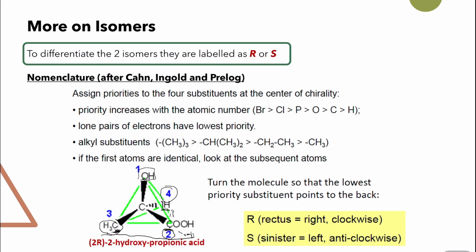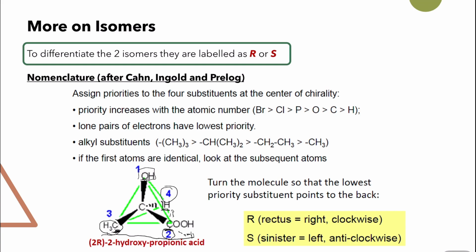You cannot have all 4 groups in the same plane. This is a 3D structure, and this is not in one plane. There are 2 planes here. So before you start naming the compound as R or as S, you must have the lowest priority group at the back, in the different plane at the back.